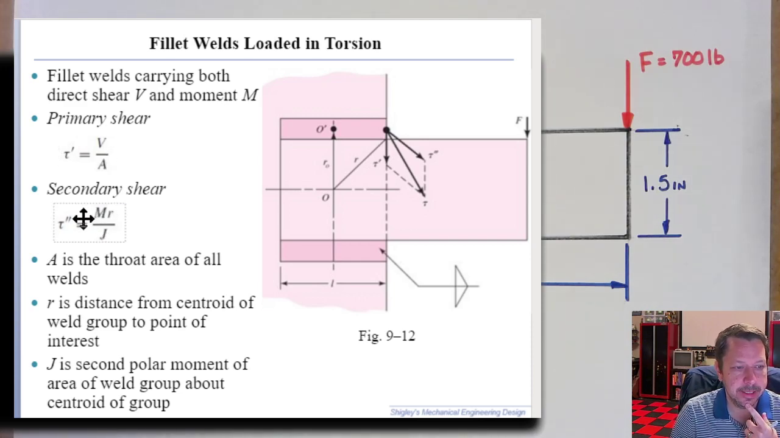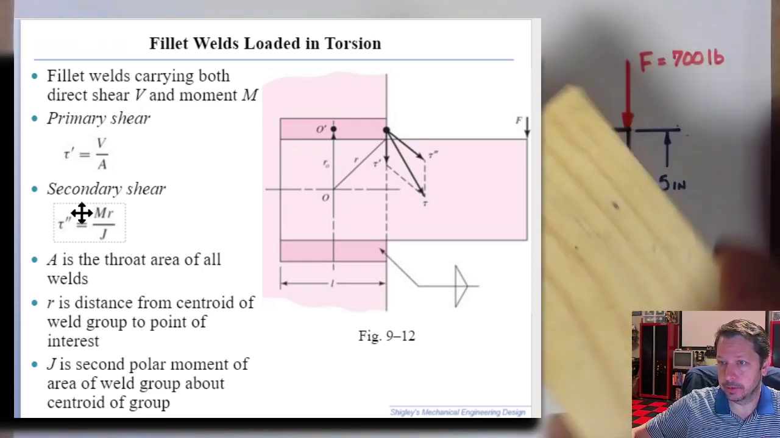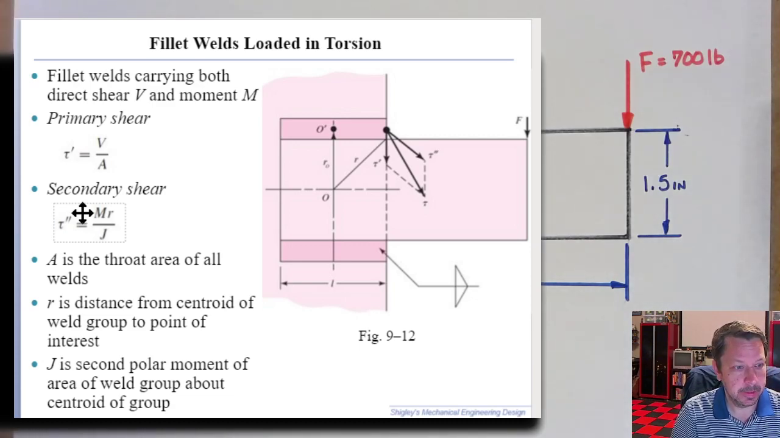And then the secondary has this M or T, sometimes listed in there. I think your book most of the time uses M. I think I'll have one where it's called T in a MathCAD sheet I worked out. But it's just the moment that's trying to twist the part or rotate it. And then R is going to be some radial distance from the centroid to the point of interest.